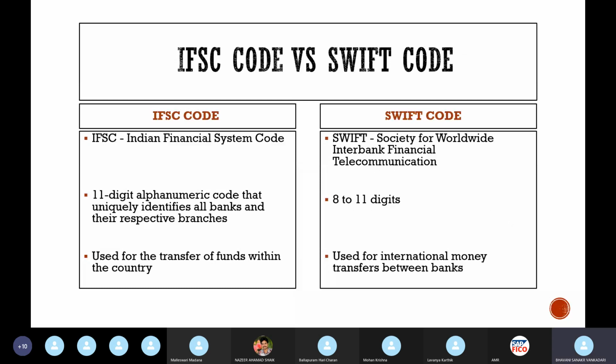The difference between IFSC code and the SWIFT code. IFSC code stands for Indian Financial System Code, whereas SWIFT code stands for Society for Worldwide Interbank Financial Telecommunication. IFSC code is 11-digit alphanumerical code that uniquely identifies all banks and their respective branches, and SWIFT code ranges from 8 to 11 digits. IFSC code is used for the transfer of funds within the country, whereas the SWIFT code is used for international money transfers between banks.